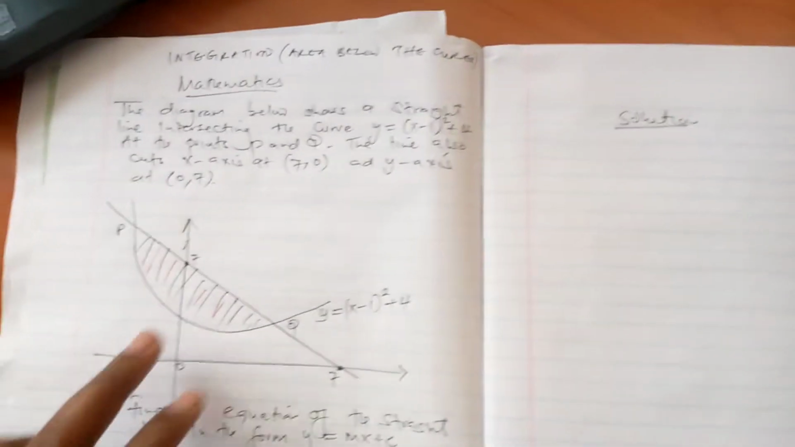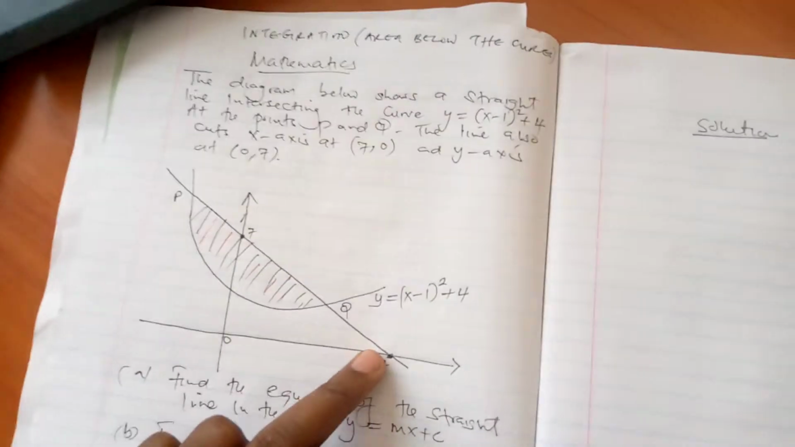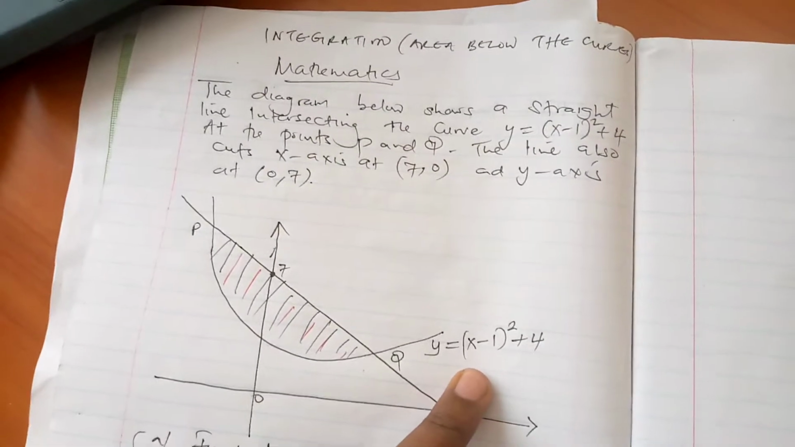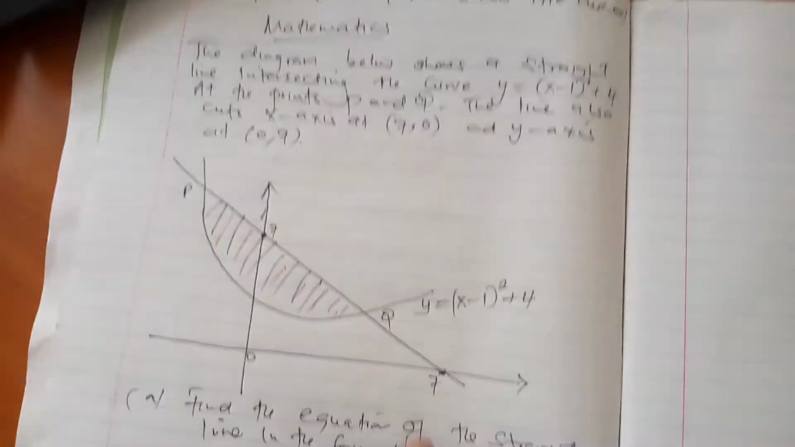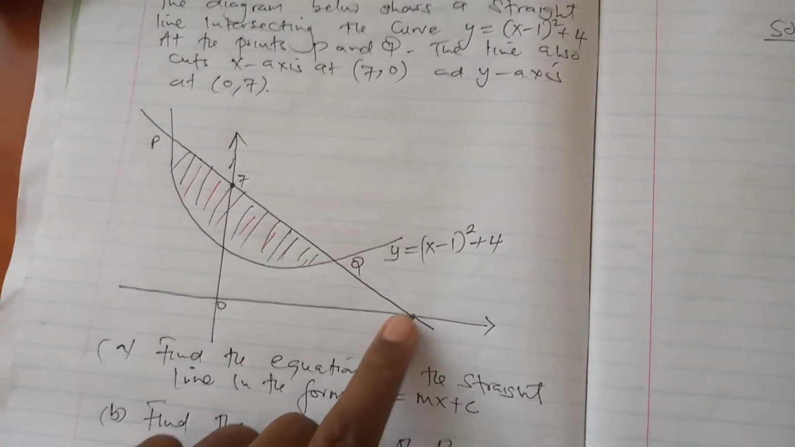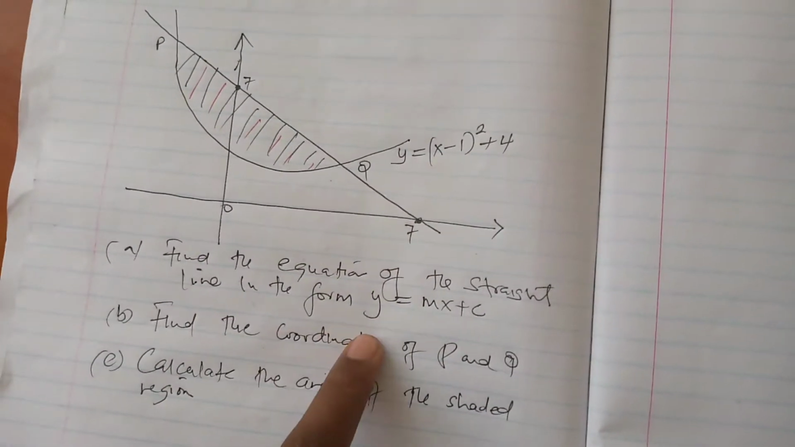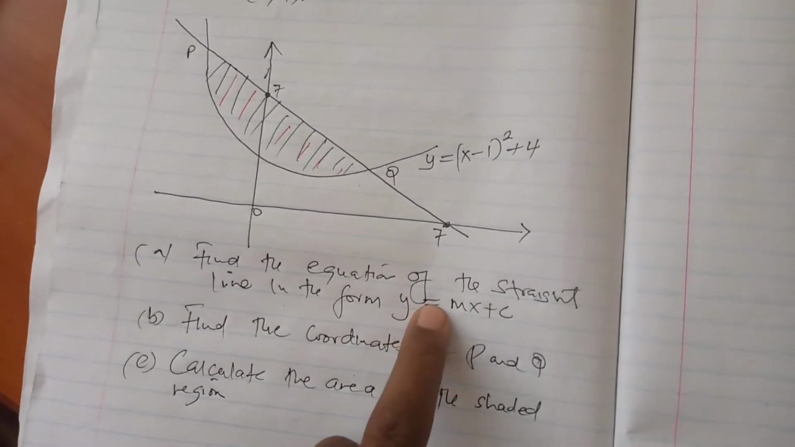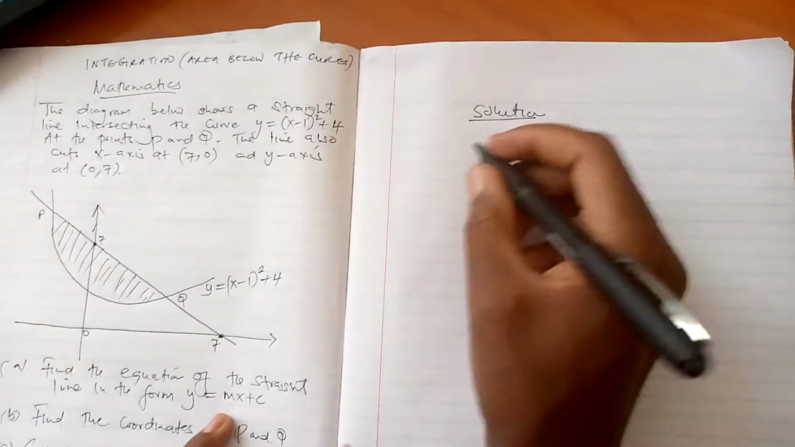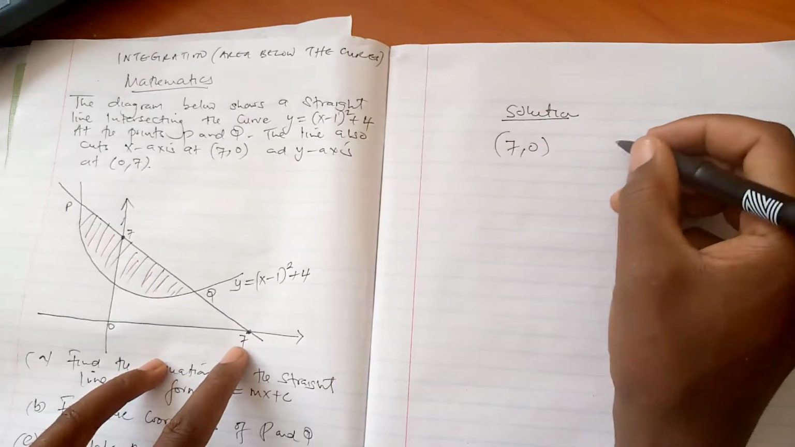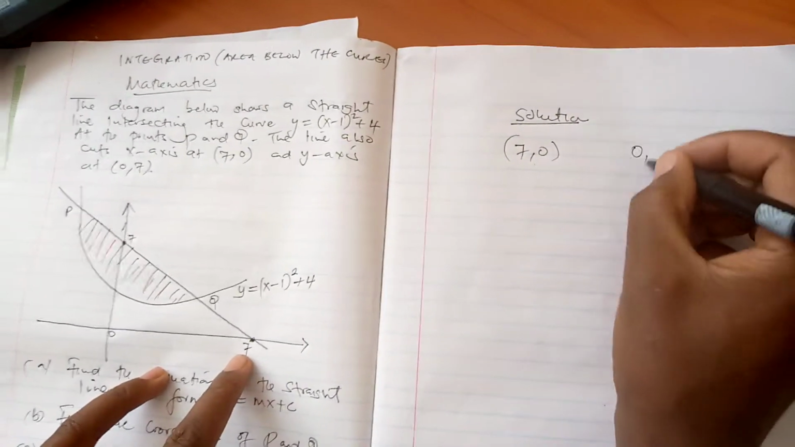So just like I have said here, you can see we have the straight line and we have our curve. Our curve is y equals (x minus 1) squared plus 4. And then our straight line is cutting the x-axis at point (7, 0), and the y-axis at (0, 7). So the first question says, find the equation of the straight line in the form of y equals mx plus c. To find our equation, we are going to locate the 2 points. We have point (7, 0), and we have another point here, (0, 7).